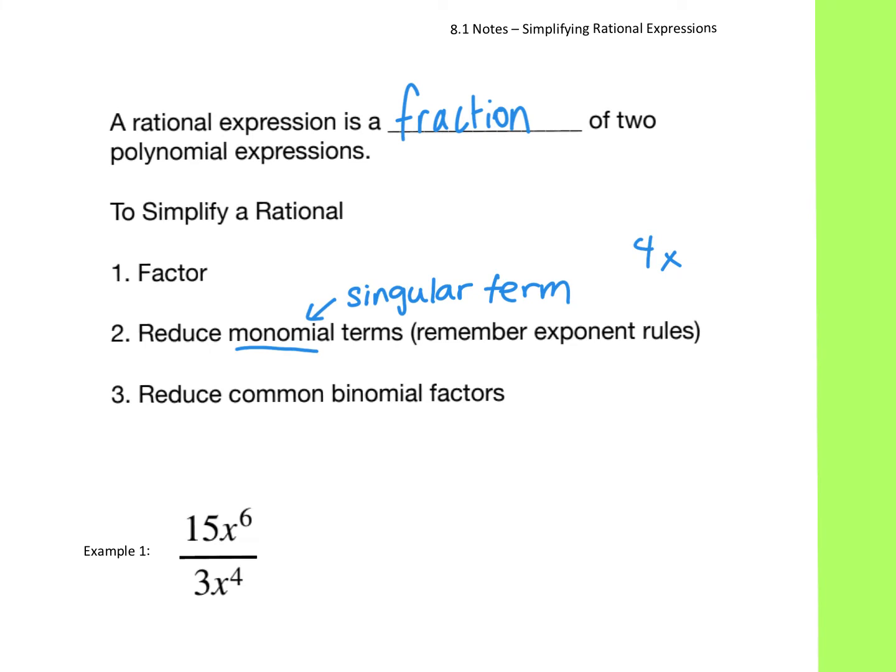After we've reduced singular terms, we then can reduce common binomial terms. So for instance, a binomial would be like 4x plus 2y. Okay, so two terms. You can only reduce binomial terms that are exactly the same. So they have to be the exact same. And we'll talk about what that means here in a minute.